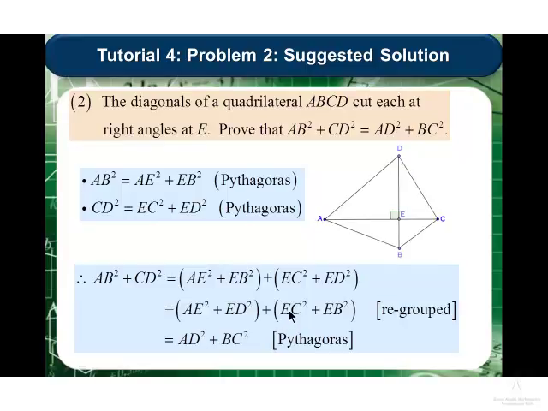And similarly, for the sum of terms 3 and 4 on the right hand side, EC squared plus EB squared gives us the square of the 4th side of the quadrilateral, namely BC squared. If you replace BC squared for the second bracket and AD squared for the first bracket, we have exactly the result that we were asked to prove. And this obviously is a result of an application of the theorem of Pythagoras.